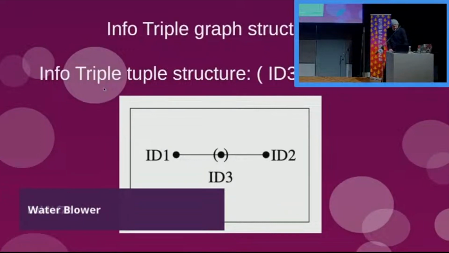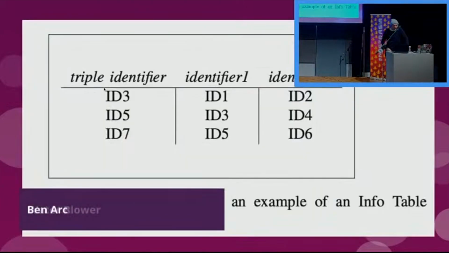So this simple edge we also call an info triple, and it can be written in a tuple structure, so that we put ID3 first because that's the identifier, in column 1, and then we put ID1 in column 2, which would be Alice, and ID2 in column 3, which would be Bob. And we can stack them on top of each other, and then we get an info table.